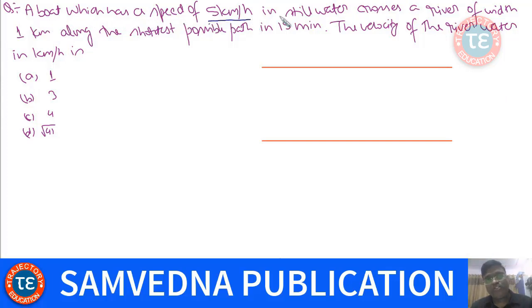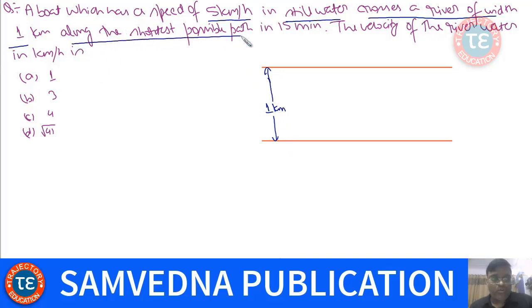Again, read the question. A boat which has a speed of 5 km per hour in still water. In still water, when water is at rest, the velocity of the boat is 5 km per hour. It crosses a river of width 1 km. And I want the boat to cross the river in the shortest path.